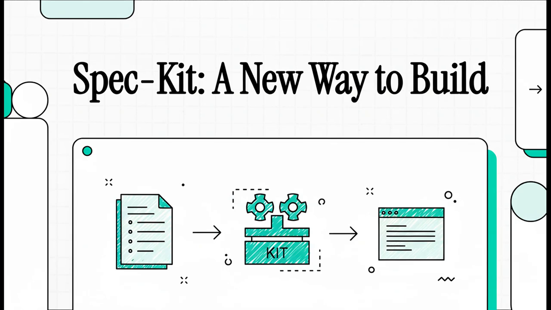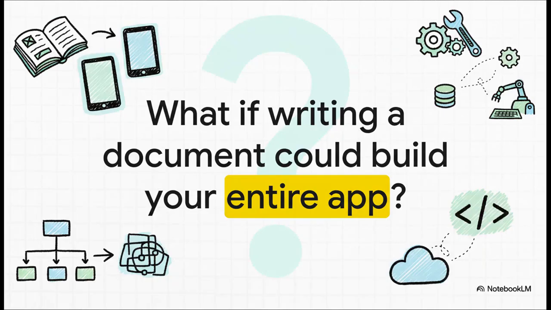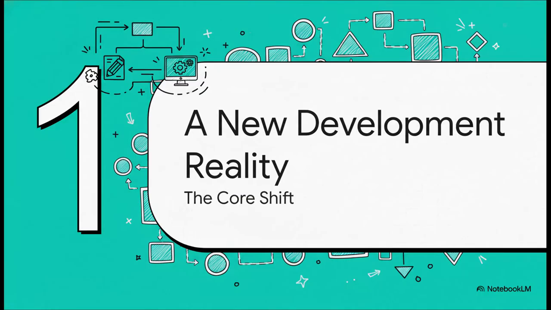Today we are diving into a really fascinating open source toolkit from GitHub that honestly could completely change how we build software. It's called SpecKit. But let's just start with a question. Imagine this for a second. What if writing a really detailed document, a specification, could automatically just generate your entire application? I know, it sounds a little like science fiction, but that's the core promise of what we're looking at today. So let's dig in and see how this actually works.